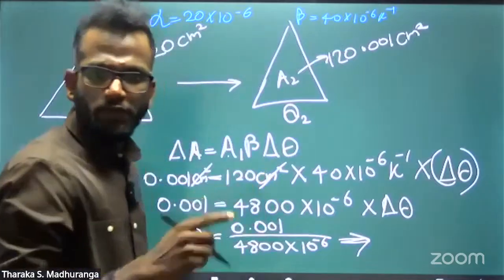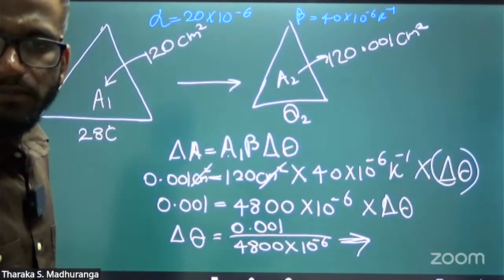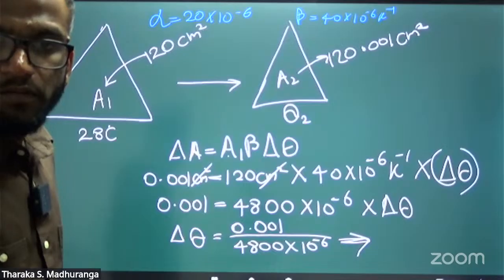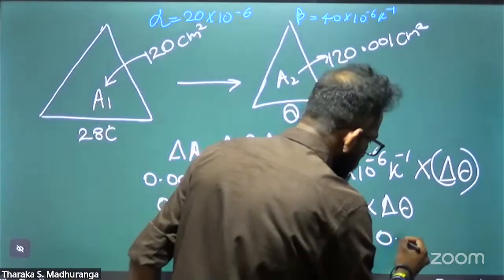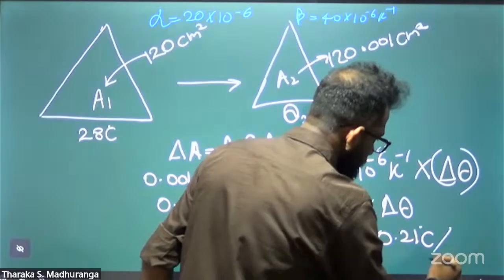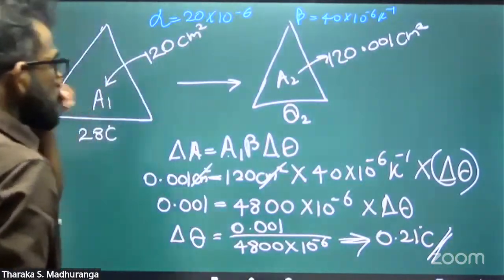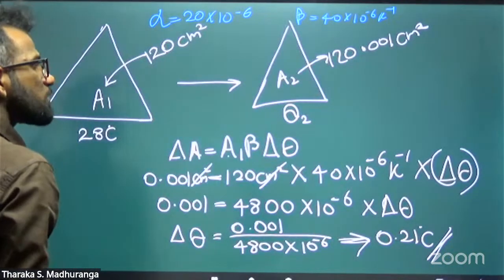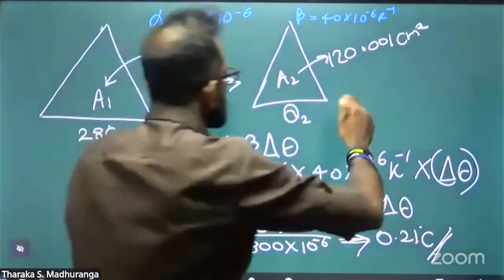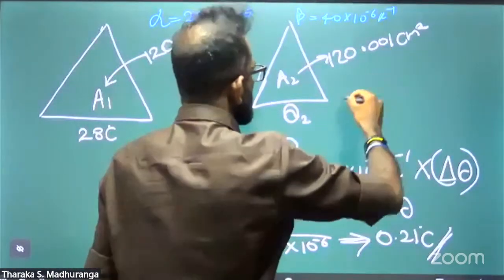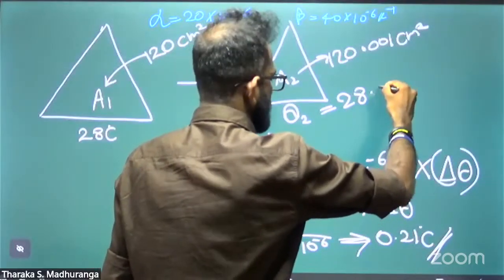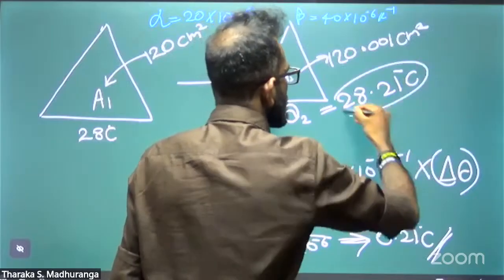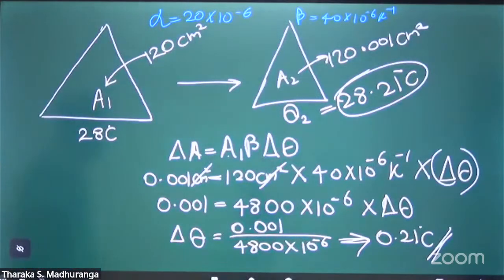Now it is 0.12, no? The temperature difference, 0.21. Yes, approximately 0.21 Celsius. Okay, it is the temperature difference, but the question asks for theta 2, then it should increase, no? It should increase, then theta 2 equals 28.21 Celsius. 28.21 Celsius is the answer.